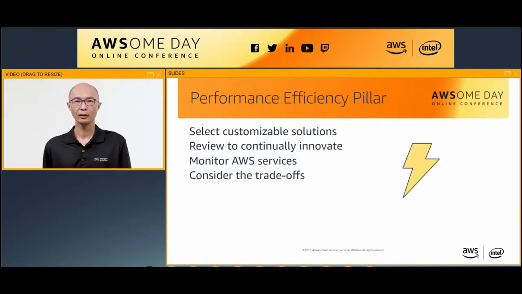Now let's look at the performance efficiency pillar. The four pieces that make up performance efficiency in the cloud include selection, review, monitoring, trade-offs. Let's dive deeper into each area. With selection, it is important to choose the best solution that will optimize your architecture. However, these solutions vary based on the kind of workload you have.